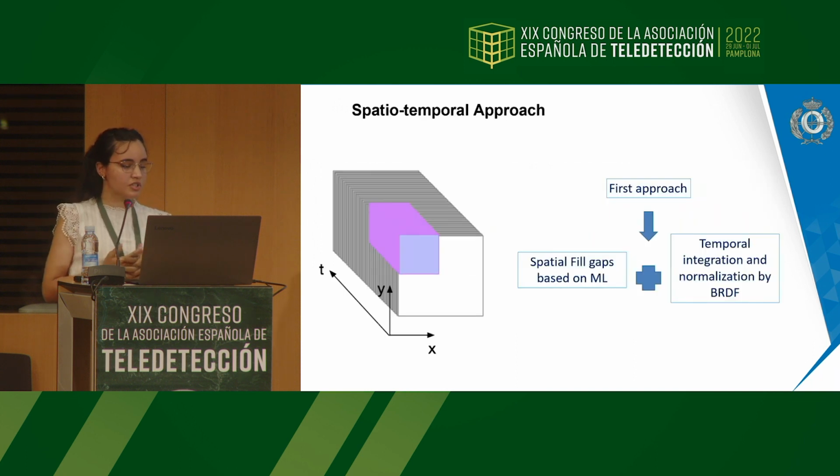So our approach consists of two steps. The first step is spatial gap filling based on machine learning, and we use the random forest model. The second step is a temporal integration and normalization by the BRDF approach.